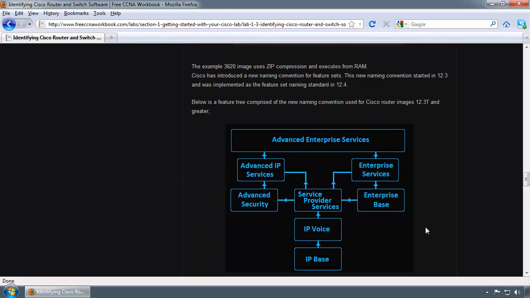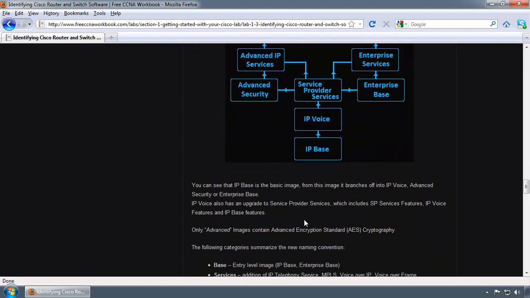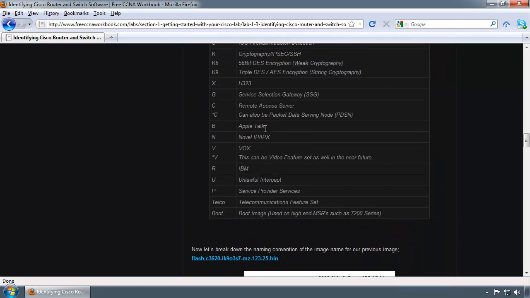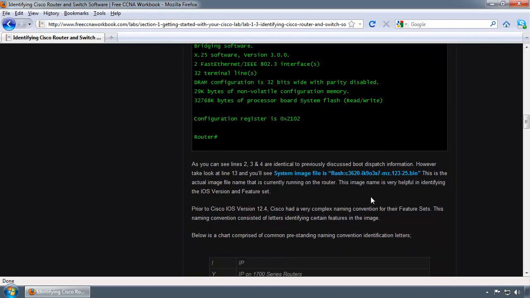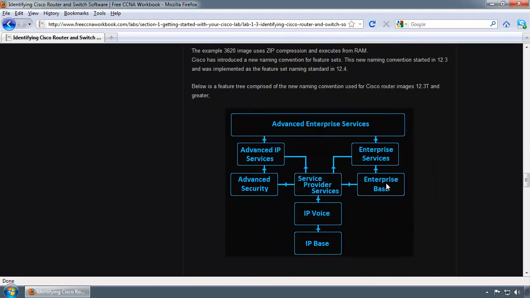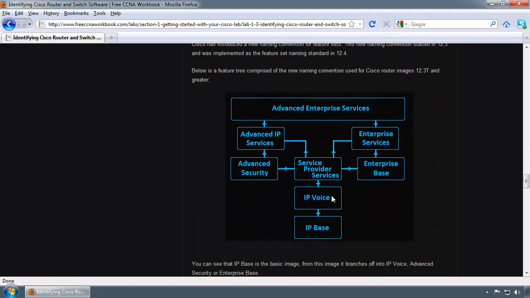You have your IP Base, which prior to 12.3T would be just I in the IOS name. So this would be like C3620-I-MZ, 12.3.25. But it keeps going up, and as you can see here, it goes up to IP Voice, and any of the features in IP Voice also include the features of IP Base, so basically you're stacking it on top of the other feature set. And you have the Service Provider Services, which include the features of IP Voice and IP Base. And from here, you have a whole other branch of feature sets.